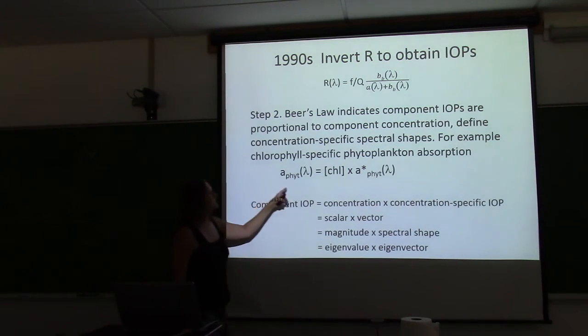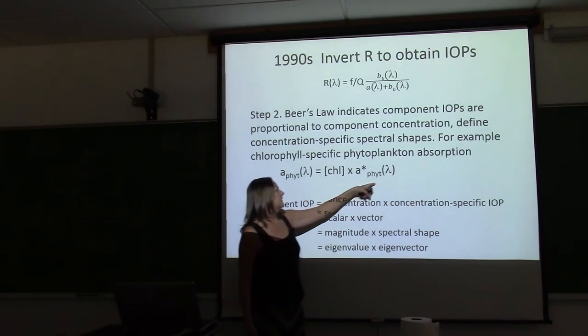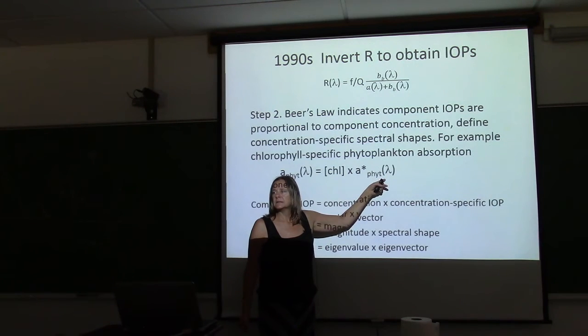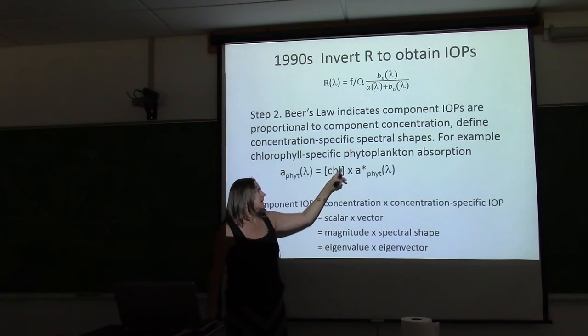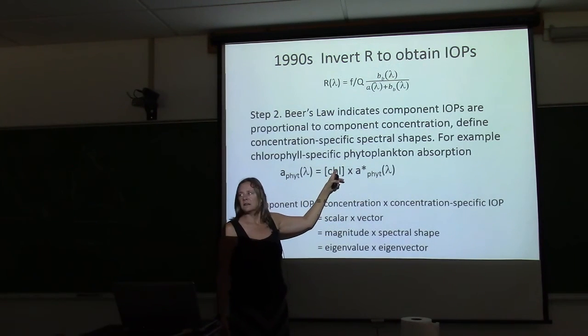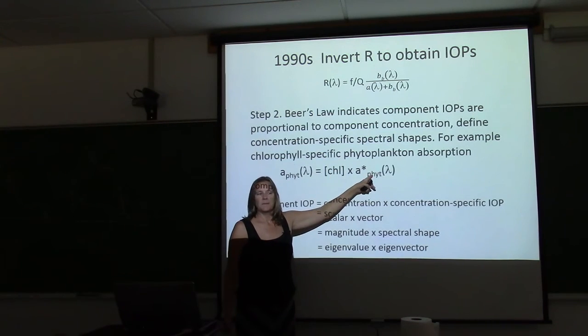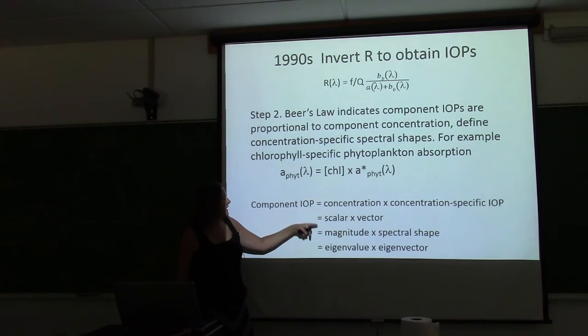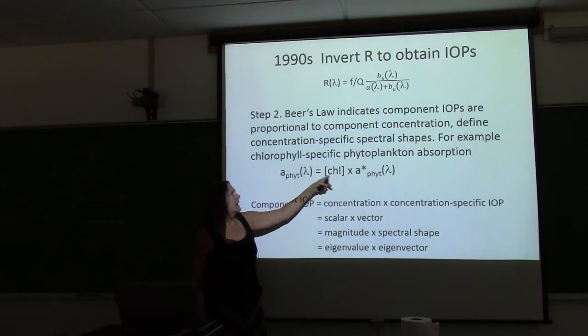So what that means is if you can define some nice spectral shapes that are pretty applicable for your component, and you can define some mass-specific, you can normalize them by mass. In this case, we're doing chlorophyll. Other components will be some other specific. Then you can use that in this model.